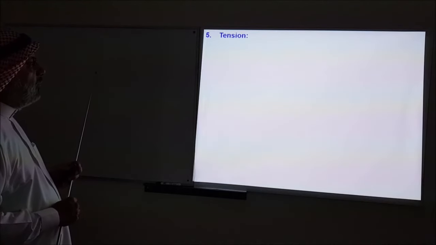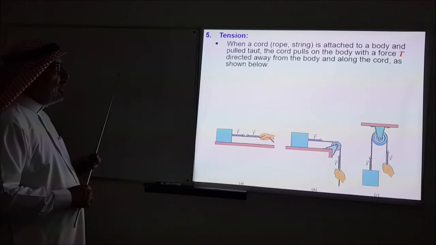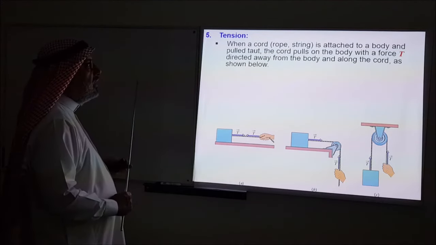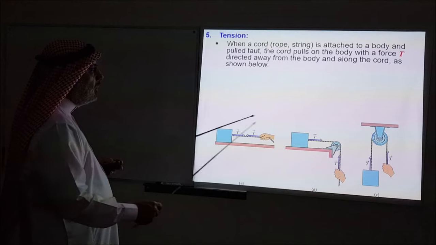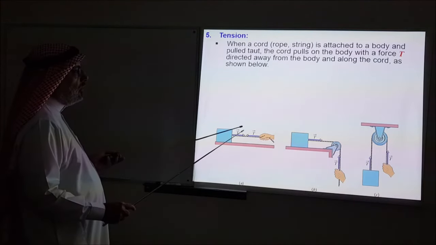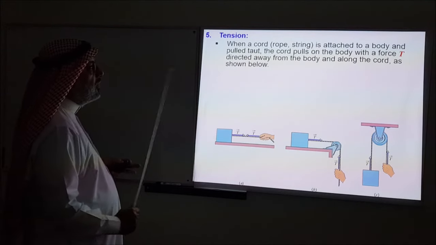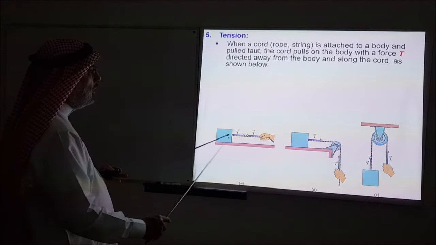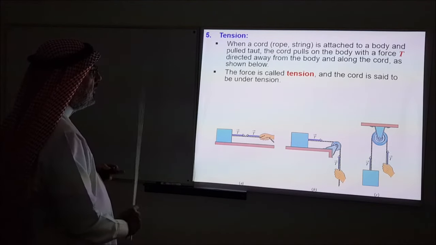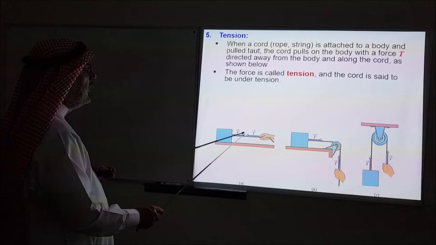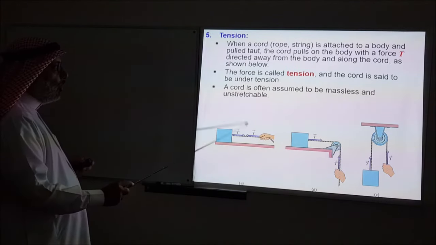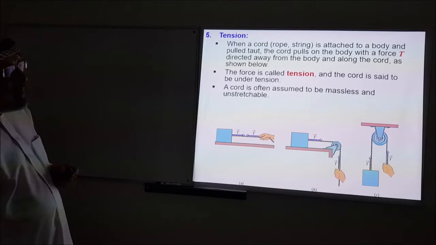The fifth particular force is the force of tension. And as you can see in here, when a cord or rope or string is attached to a body and pulled tight, the cord pulls on the body with a force that we call T, directed away from the body and along the cord as shown below. The force is called tension, that's why we give it the letter T, and the cord is said to be under tension. A cord or string or rope is often assumed to be massless.